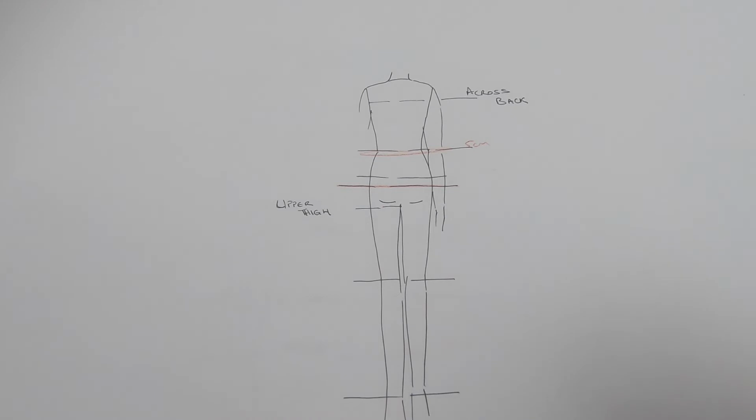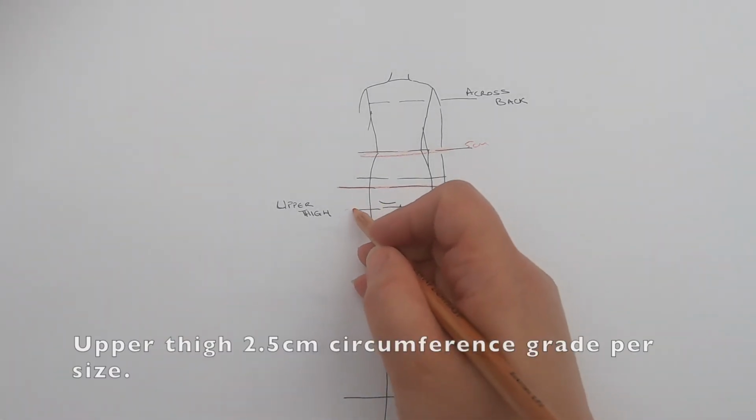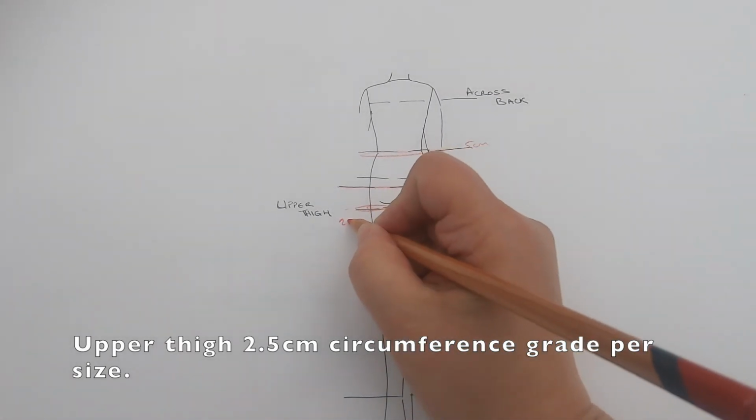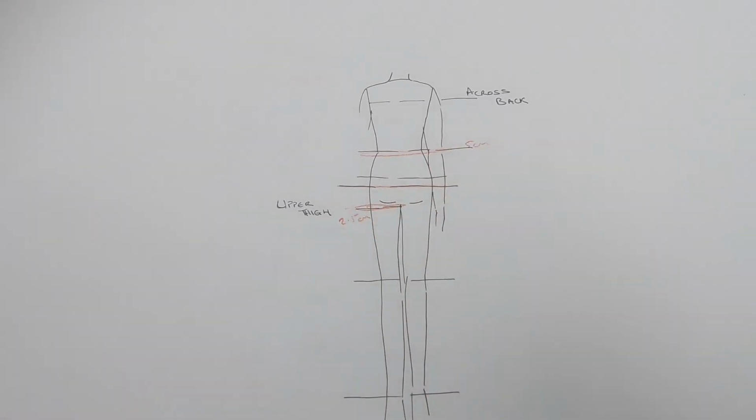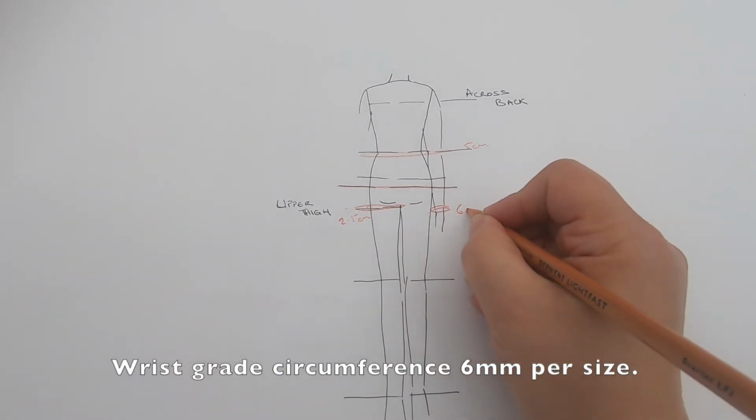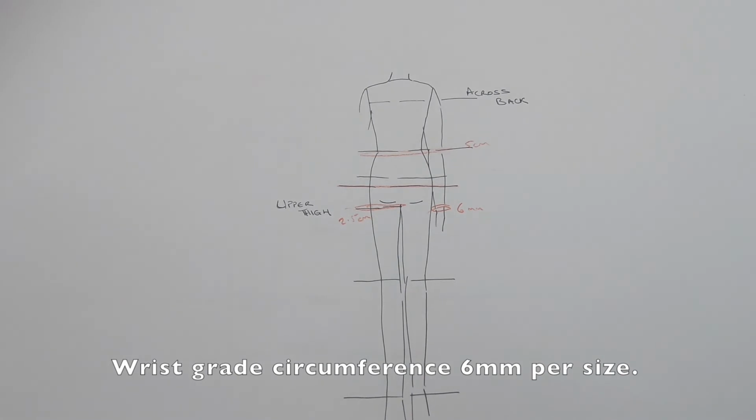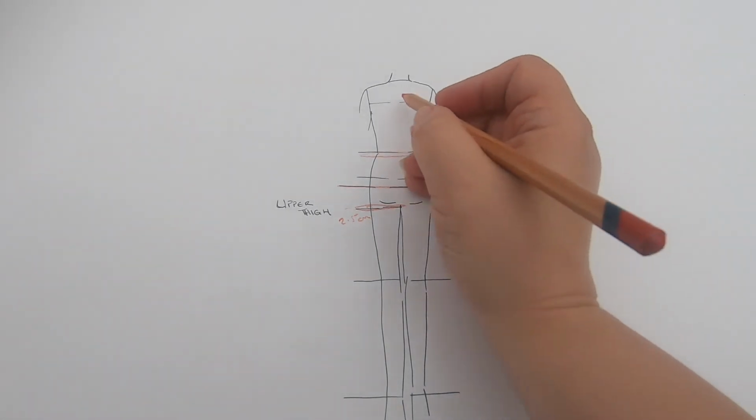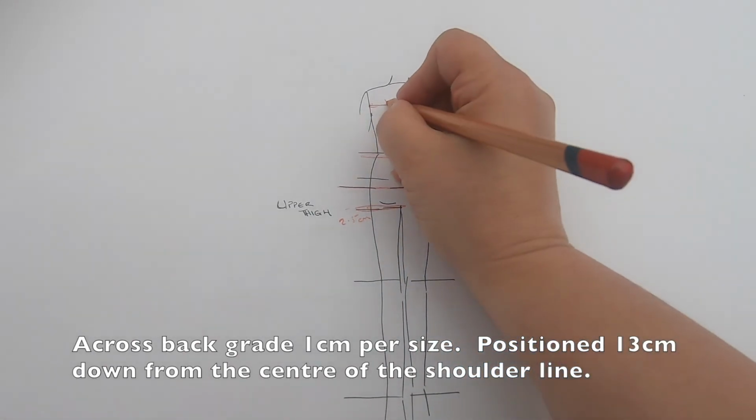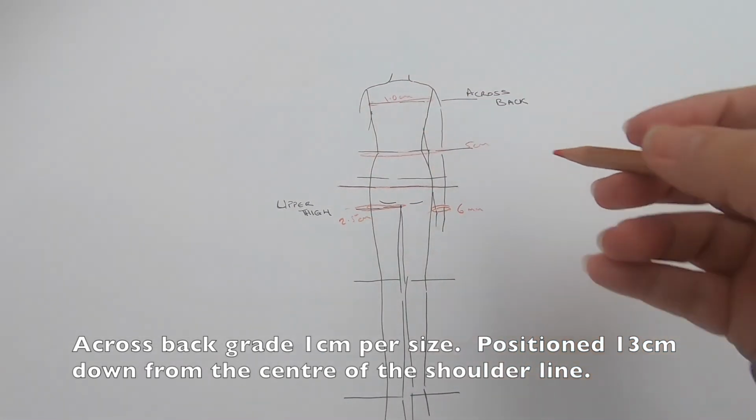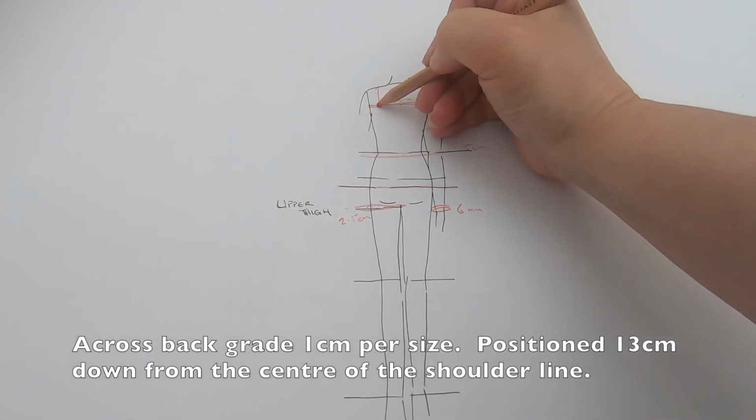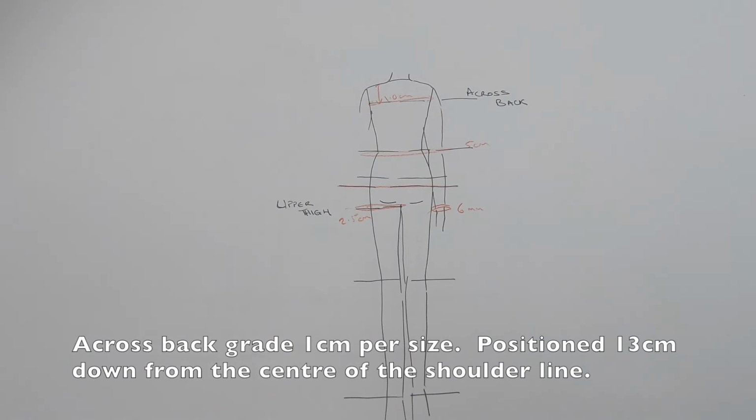But for clearer illustration here, I wanted to cover our upper thigh, which is 2.5 centimetres per size. As a reminder, we had our wrist on the front. That was 6 mil total per size. Extra here is our across back, which is 1 centimetre per size. And the across back for this grade is 13 centimetres down from the centre of the shoulder.